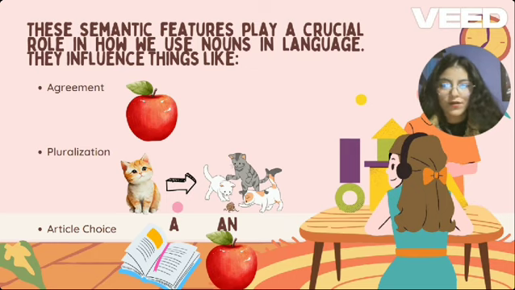Thirdly, article choice. The choice of indefinite article, a or an, is determined by the noun's initial sound. If the noun starts with a consonant sound, a is used, while an is used for nouns starting with a vowel sound. For example, we say a book, a singular countable noun starting with a consonant, but an apple is a singular countable noun starting with a vowel sound.